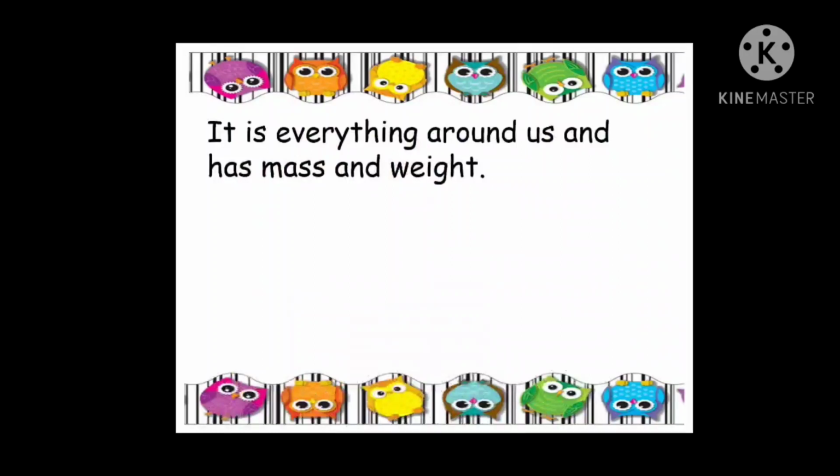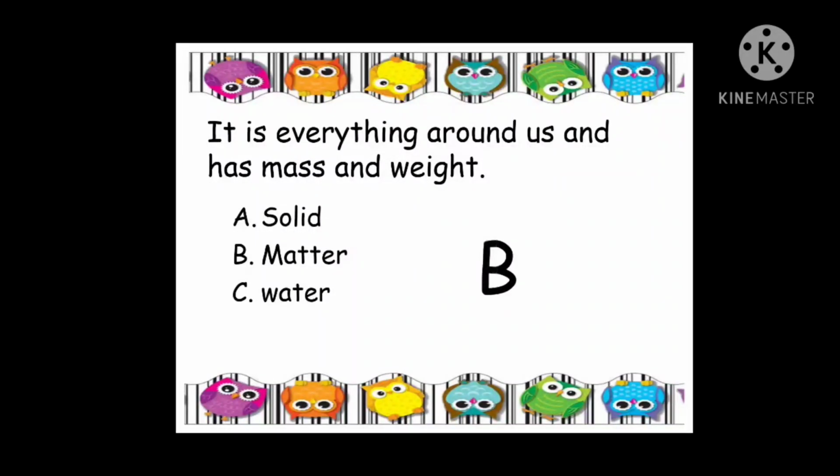It is everything around us and has mass and weight. What it is? A. Solid. B. Matter. C. Water. The correct answer is letter B. Matter. Matter is everything around us and has mass and weight. You are doing great!